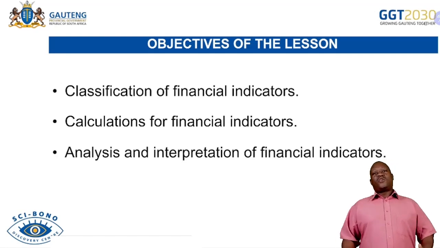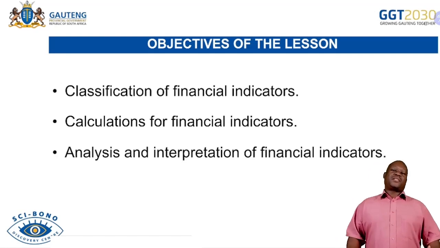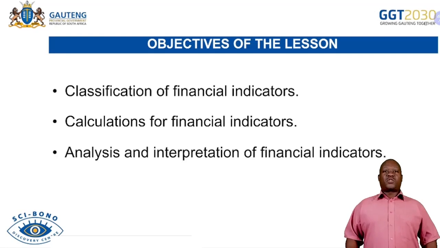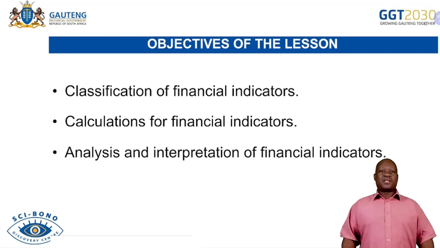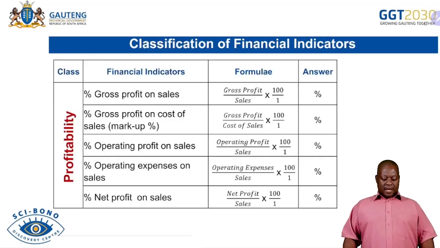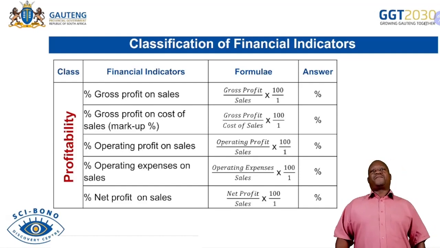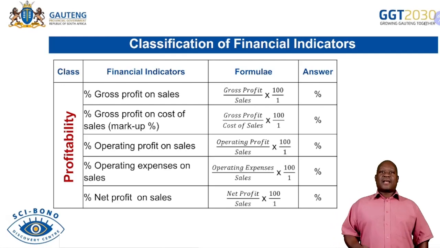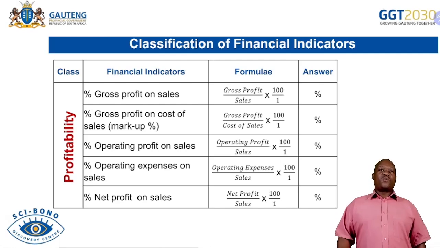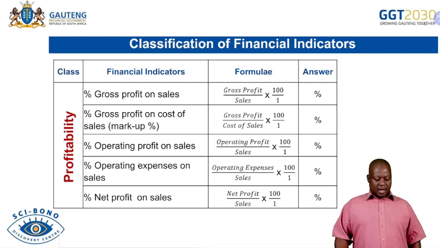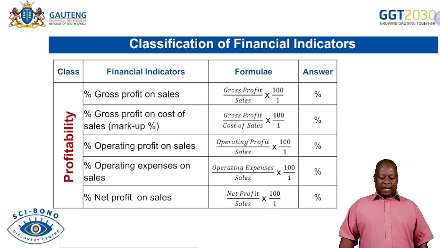Because if you are given a certain class of financial indicators, they are supposed to be in a position to communicate a specific message. So can you make sure that you can communicate given the financial indicators? So to start with, we are going to look into these financial indicators class by class, starting with our profitability ratios, our profitability indicators.